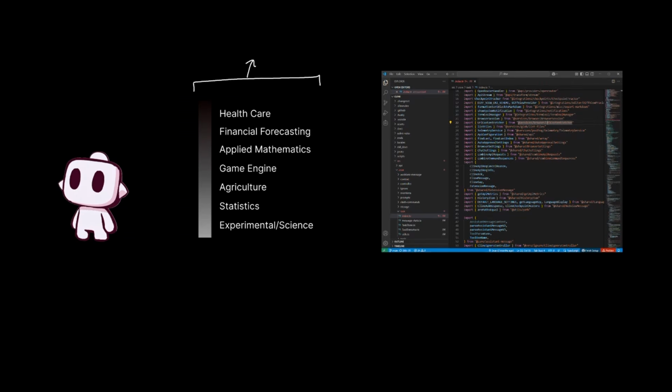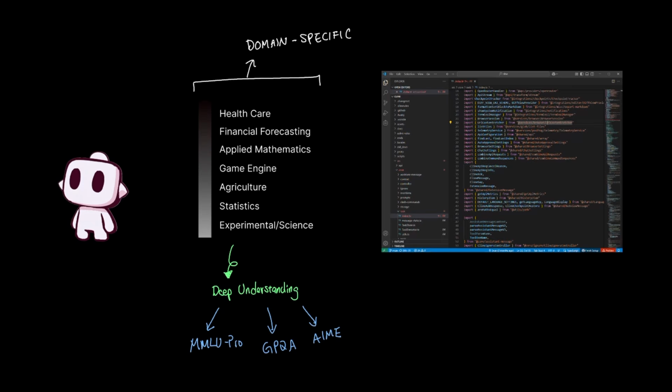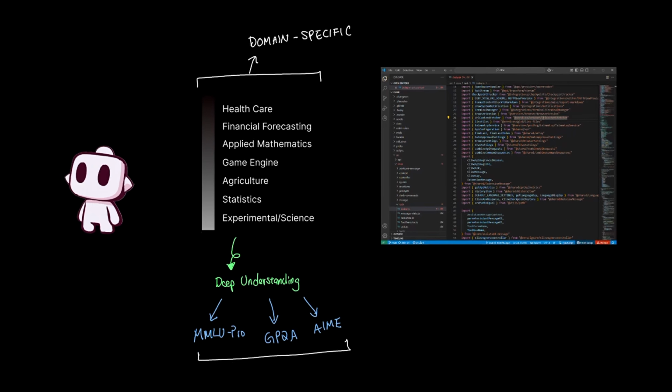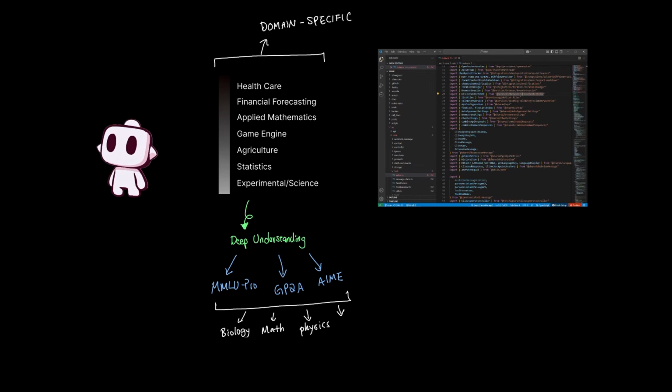Another popular use case of Cline is coding problems that are heavily domain specific. For example, domains like healthcare, financial forecasting, applied mathematics, or game engines all require skill sets beyond pure programming. These coding tasks typically require a deep understanding of each domain's unique knowledge base and information. In this case, evaluating models from benchmarks like MMLU Pro, GPQA, and AIME can be useful, since these benchmarks are meant to test the model's domain expertise in fields like biology, math, physics, and more.